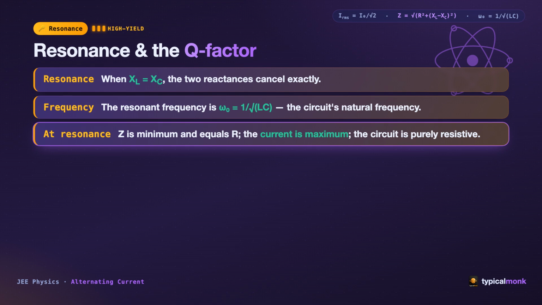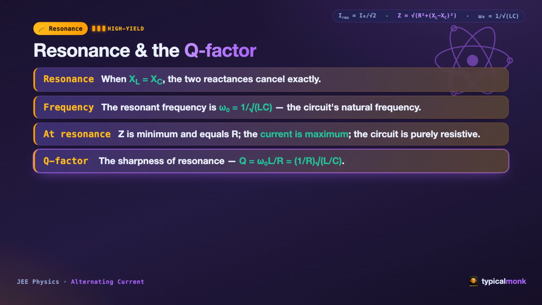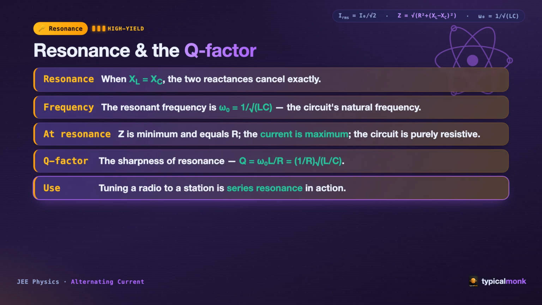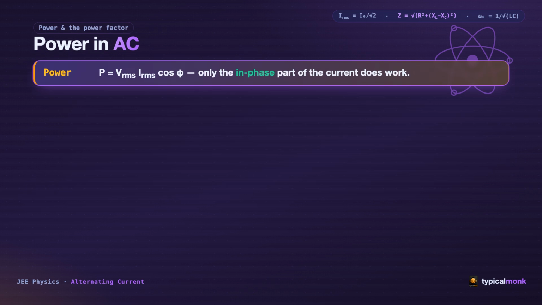The current is at its maximum, and the circuit behaves as if purely resistive. The Q factor measures the sharpness of the resonance. Q equals omega naught L over R, which also equals 1 over R times the root of L over C. Tuning a radio to a station is exactly series resonance in action.